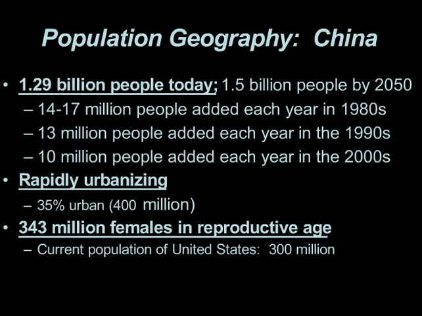Further, there was a very interesting statistic. There are more Chinese women in their reproductive age than there are in the entire population of the United States. So yes, their population growth rate is definitely slowing down, but the numbers are still going to be there. You've got so many women in their reproductive years that even if they have one or two children, it's definitely going to leave its impact on population globally.